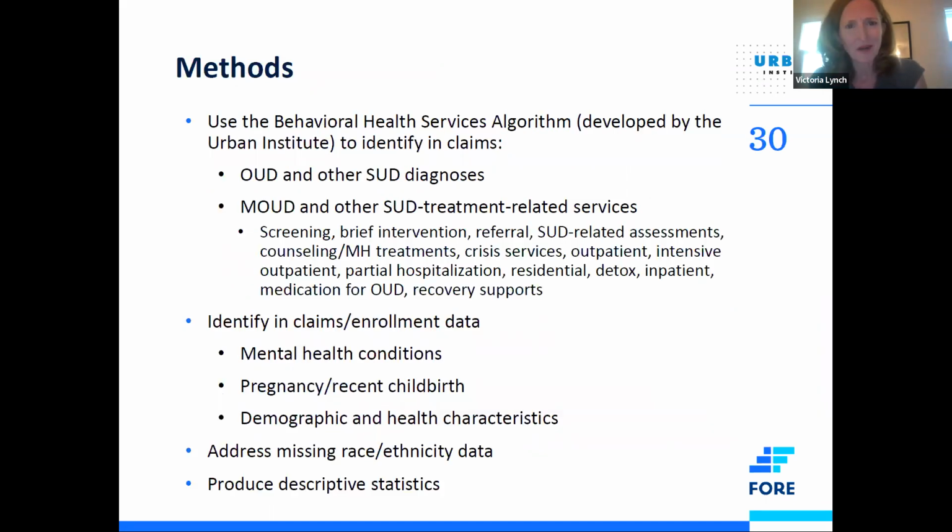So real quickly, our methods. We use our behavioral health service algorithm to identify OUD and other SUD diagnoses, MOUD, and other treatment related services. We also identified mental health conditions, pregnancy, recent childbirth, and demographic and health characteristics. We addressed missing race and ethnicity data. And finally, we produced descriptive statistics, some of which I'll show you in the coming slides.